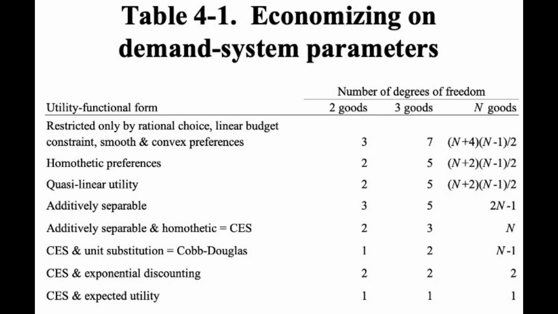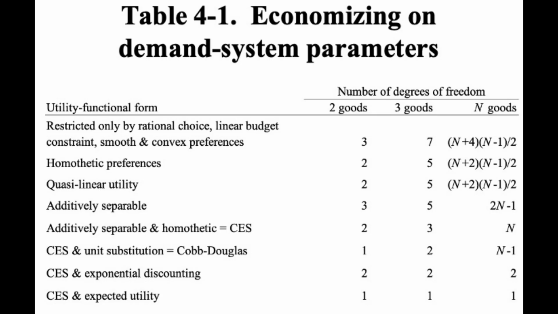For an n-good model, the parameters decrease from (n + 4)(n − 1)/2 to (n + 2)(n − 1)/2. For example, in a 3-good model, the parameters are reduced from 7 to 5, as shown in the first two rows of Table 4-1. This reduction is achieved by eliminating the degrees of freedom associated with income elasticities.